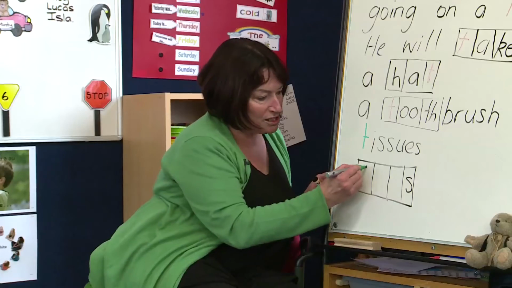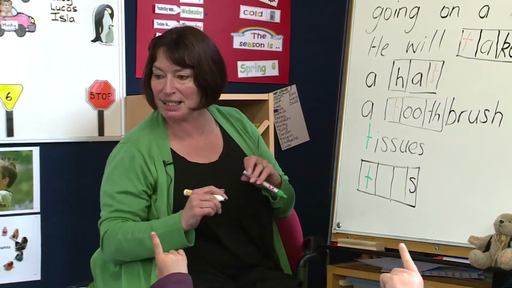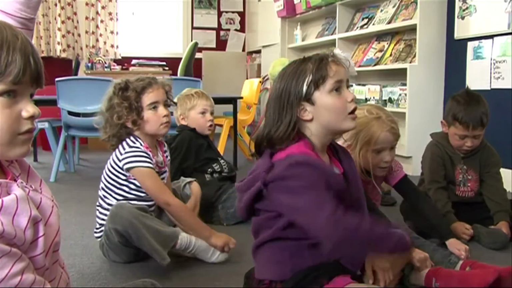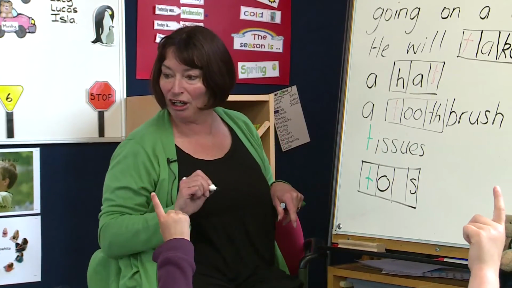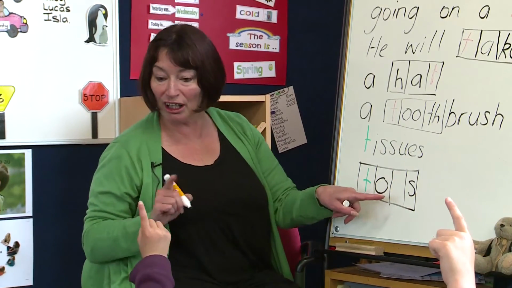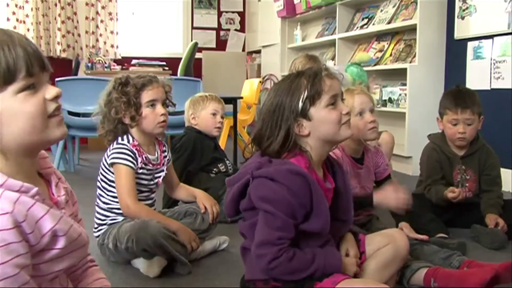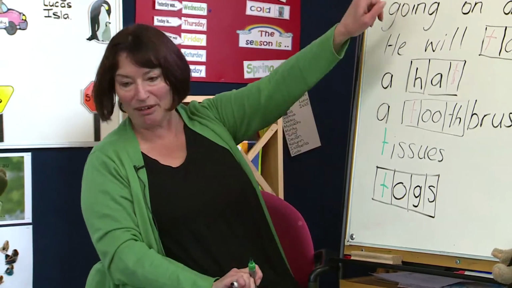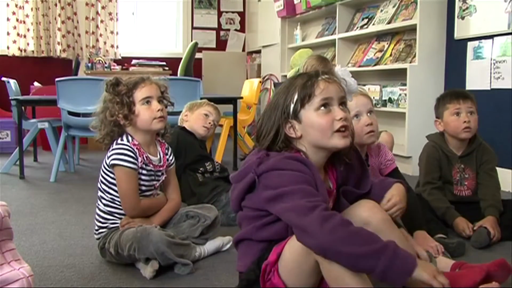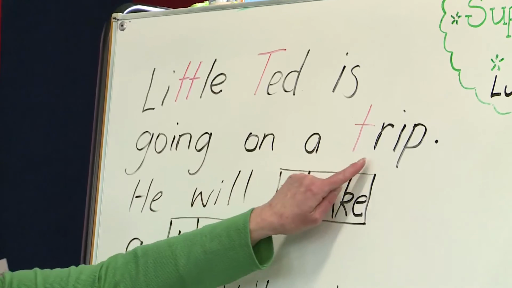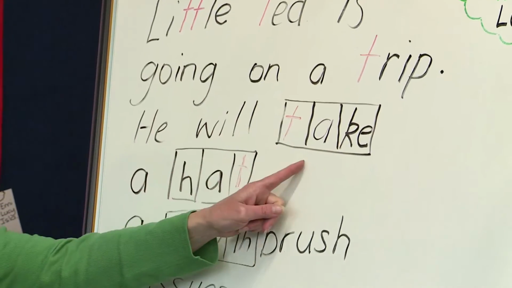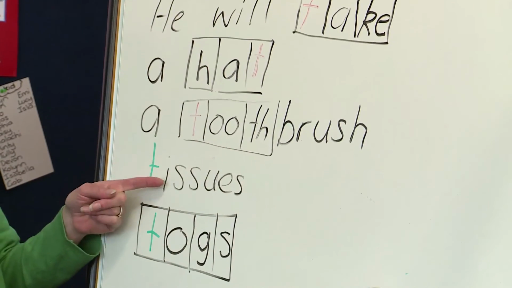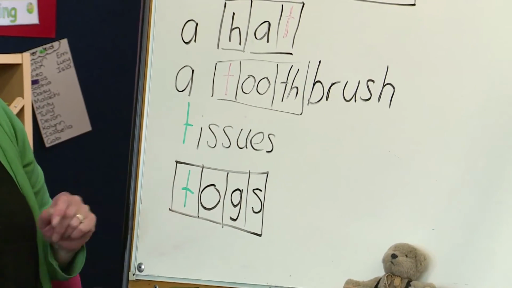T. Oh, well done. Who can hear the next sound? One O. You're right. Og. S. We've got T. Og. G. You guys are so clever. You know so many sounds. Right, let's read it. Little Ted is going on a trip. He will take a hat, a toothbrush, tissues, togs.